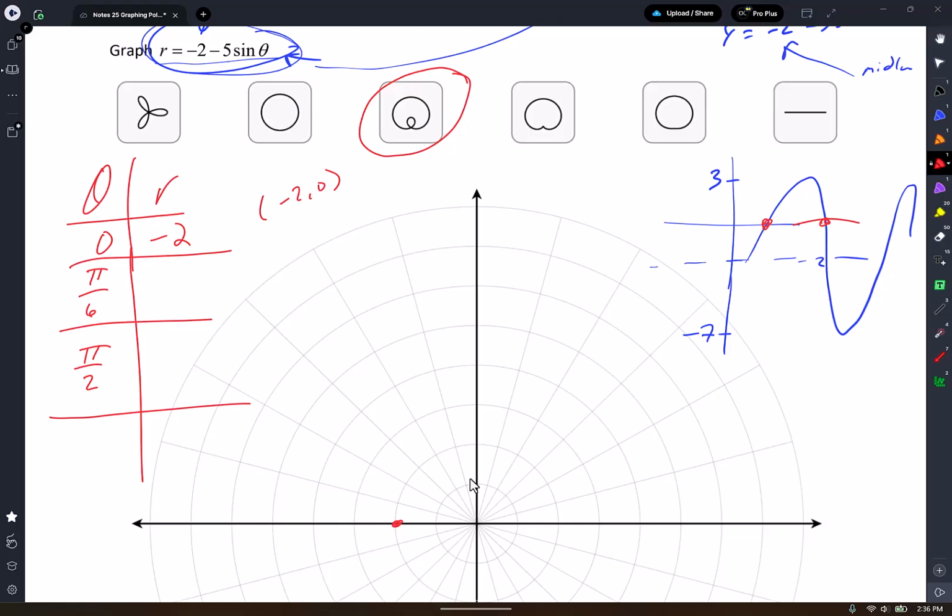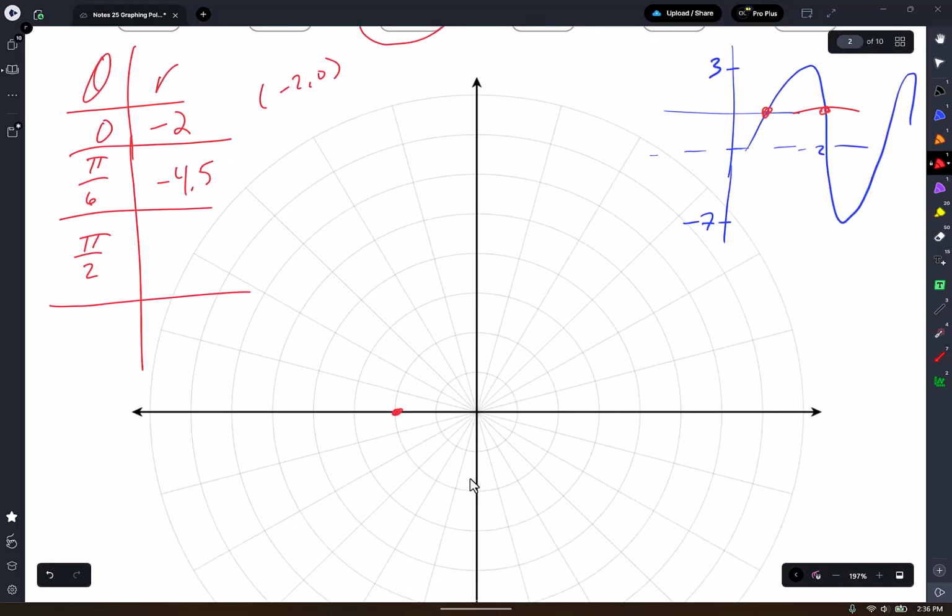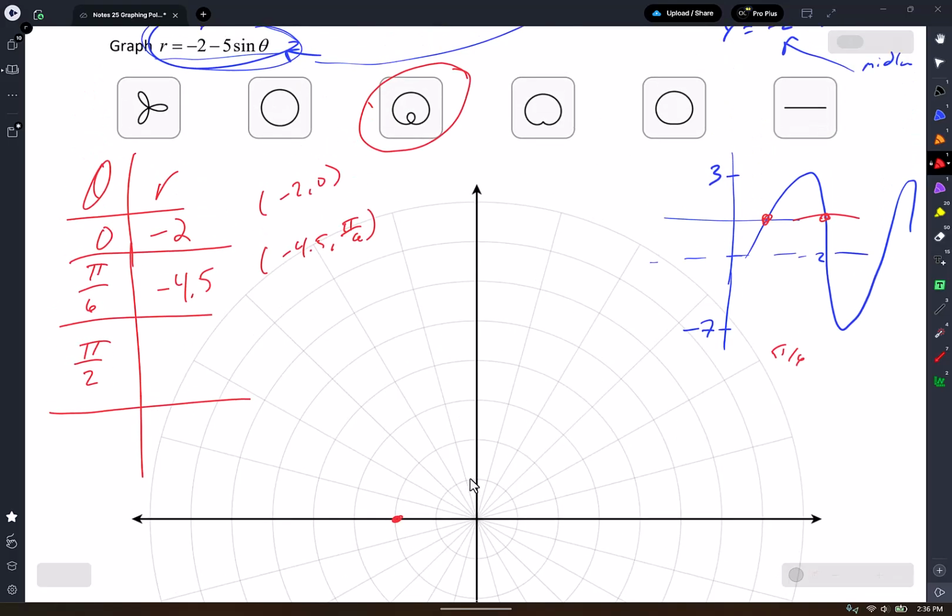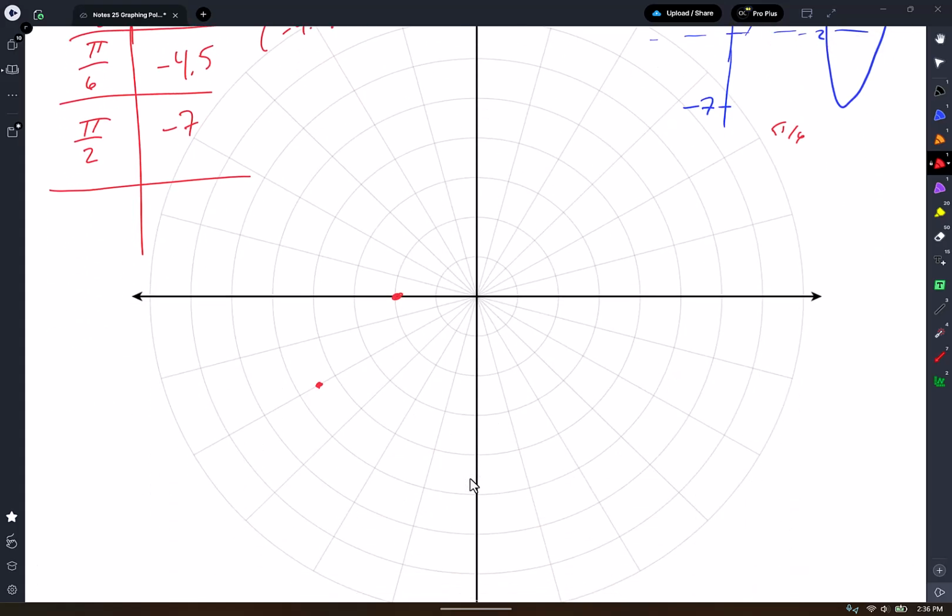Next, pi over 6. Sine of pi over 6 is a half. Half of negative 5 is negative 2.5. Negative 2 minus 2.5 is negative 4.5. So here's pi over 6, negative 4.5. Then pi over 2, where sine is 1. Negative 2 minus 5 is negative 7. So I'm down here, 1, 2, 3, 4, 5, 6, 7.